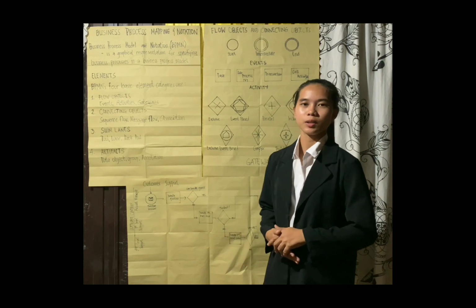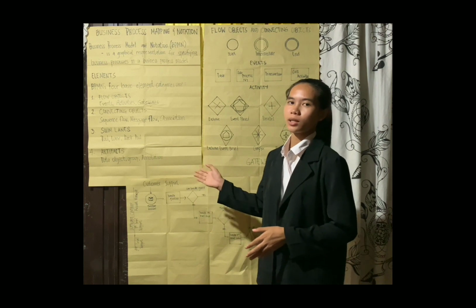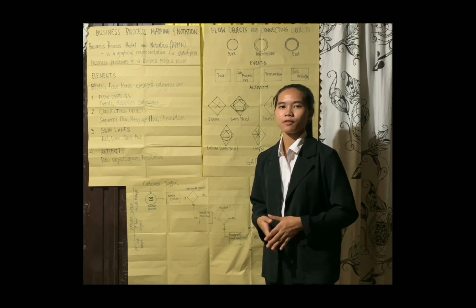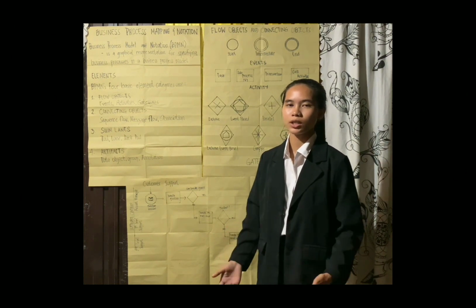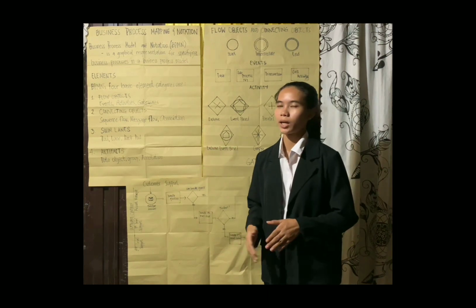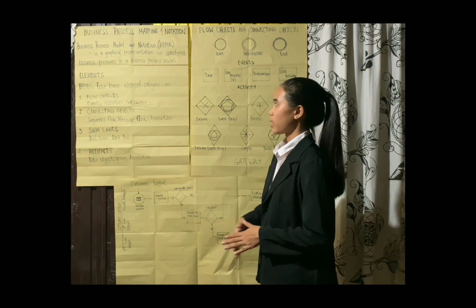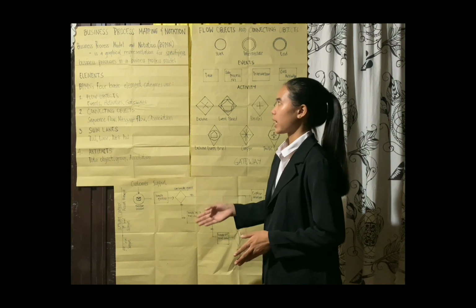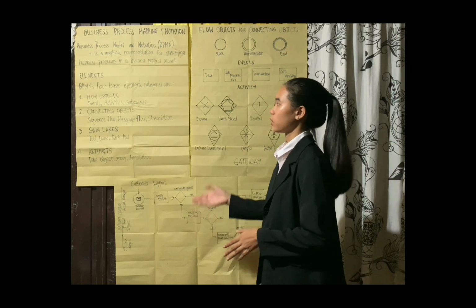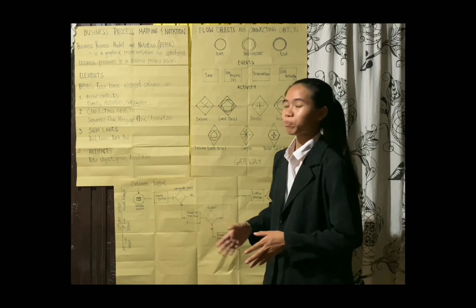Hello everyone, this is Jamaica Sibomet, and our next topic is all about business process modeling and notation, the BPMN. BPMN stands for Business Process Model and Notation, and it is a graphical representation for specifying business processes in a business process model. BPMN has four basic element categories: first is the flow objects, second connecting objects, third is swim lanes, and lastly the artifacts.